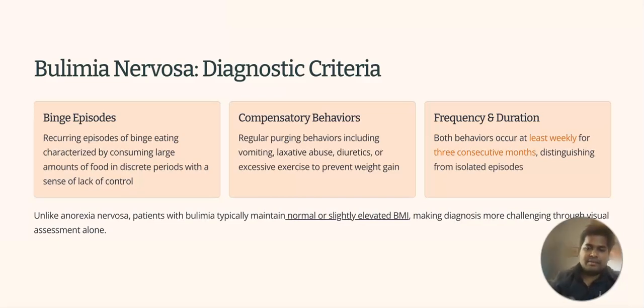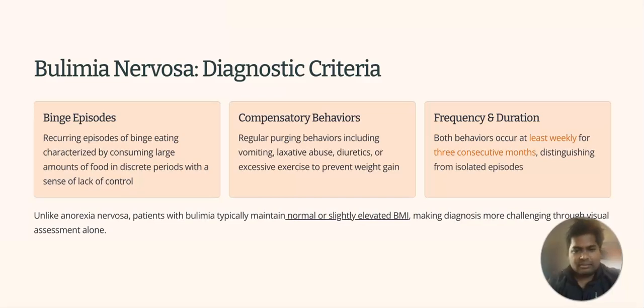Based on that feeling, they do compensatory behaviors like vomiting and use of laxatives or diuretics just to prevent weight gain. The frequency and duration is at least weekly for 3 consecutive months, okay? So if they started on January 1, then January, February, March, all these 3 months, at least each week. They have to do this at least each week for 3 consecutive months.